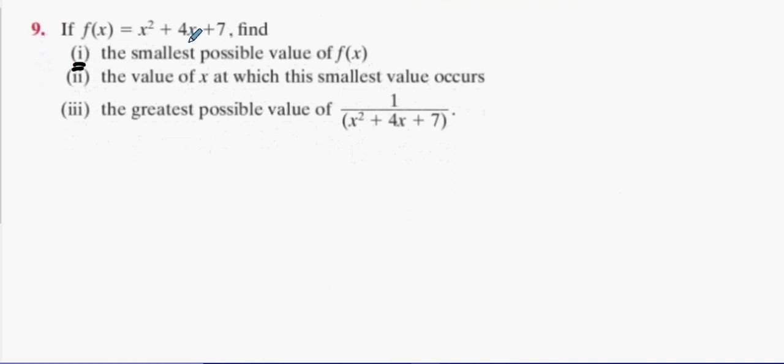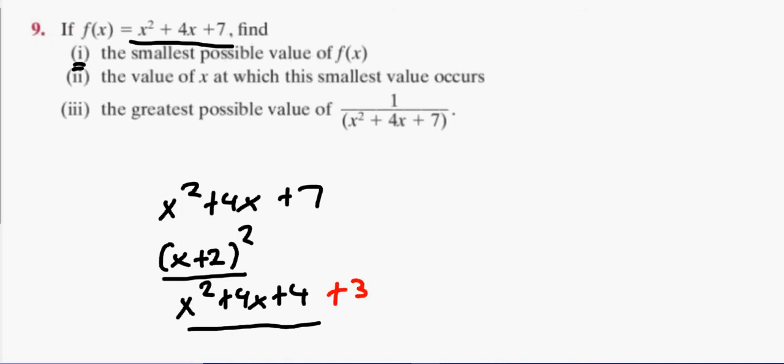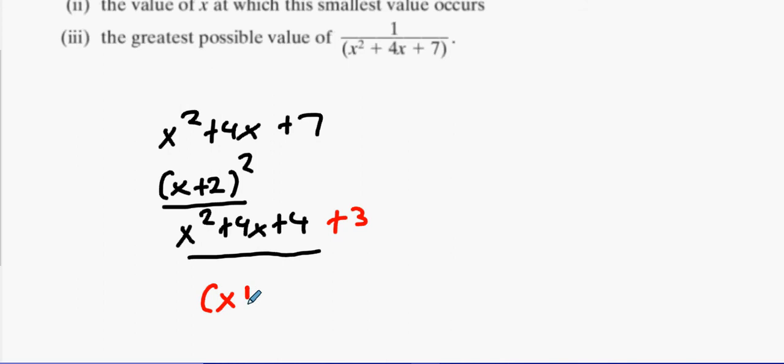Find the smallest value for f of x. Okay, so same deal again. Adam, what do we do with x squared plus 4x plus 7? Yeah. Multiply that out and you get... Alright. So that is the same as that when you multiply out x plus 2 by x plus 2. And what you need at the end. Okay. And then the answer is x plus 2 squared plus 3.